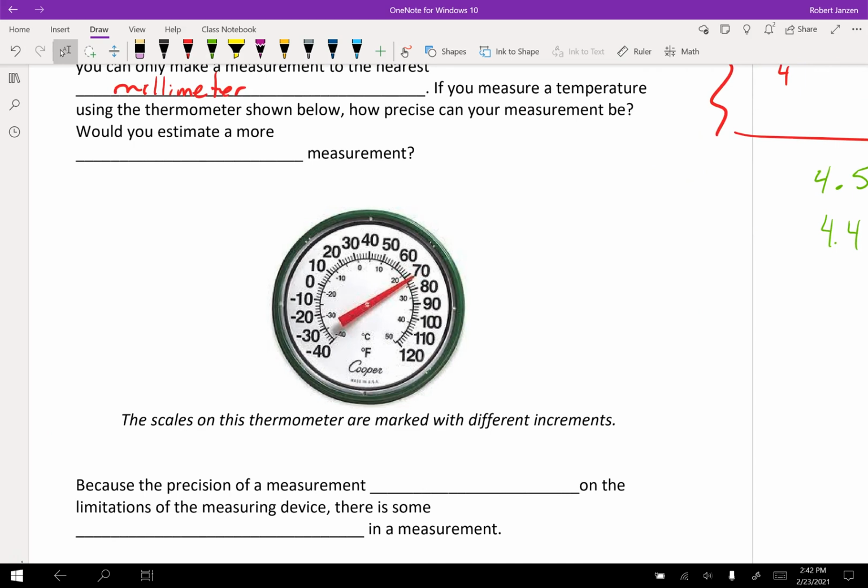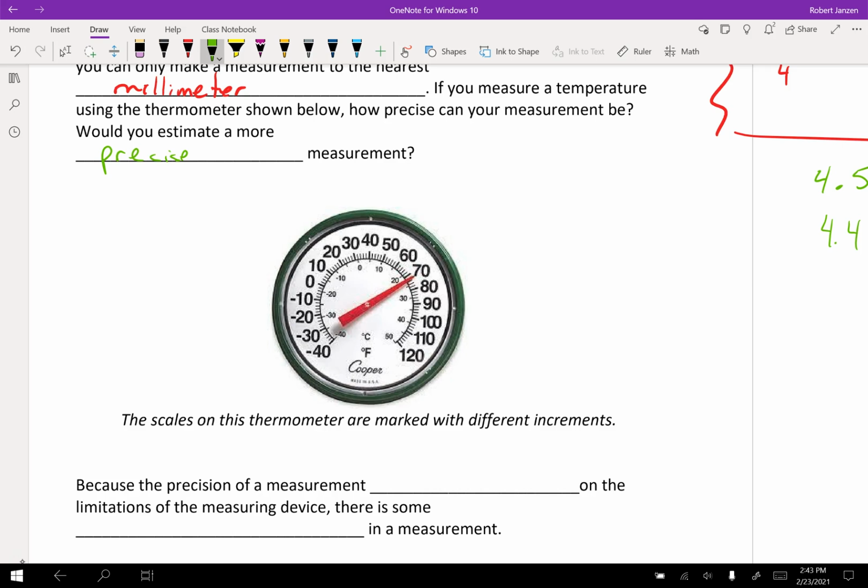All right, if you measure temperature using the thermometer shown below, how precise can your measurement be? Would you estimate a more precise measure? Well, let's take a look at the outside numbers, these ones here. The bigger numbers, those are degrees Fahrenheit. So you can see it goes up to 120, but what's more important for precision is to figure out how many lines you have in there.